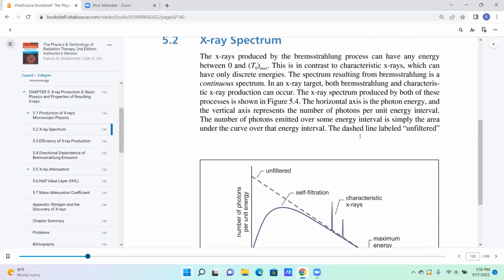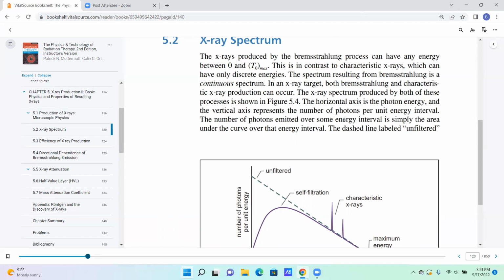Now, X-rays produced by Bremsstrahlung can have any energy between 0 and T naught max. That's in contrast to the characteristic X-rays. The characteristic X-rays, remember, is when the electron jumps from one shell to the next. When it does that, there's only a specific discrete value that is produced, and you're not going to see a spectrum.